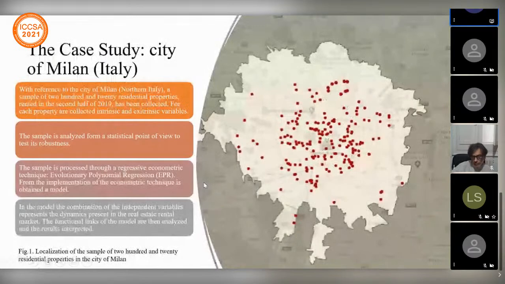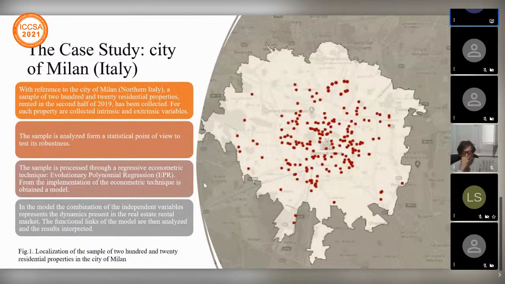But let's get started with the case study. We chose the city of Milan because it's one of the biggest cities where the most famous Italian universities are located. We chose 220 residential properties rented in the second half of 2019. And for each property, we chose some intrinsic and extrinsic variables. After, I will explain which variables we chose.